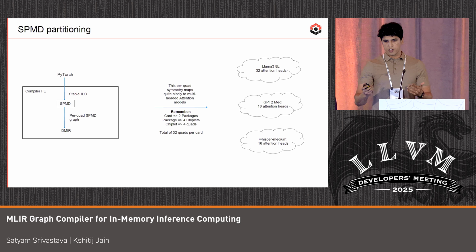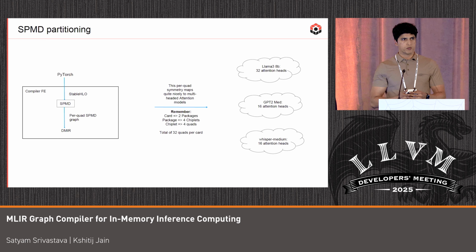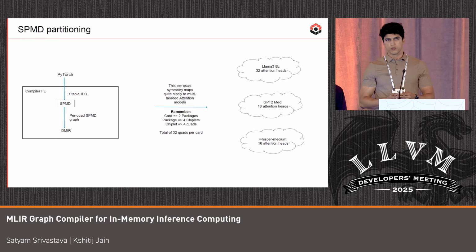So I mentioned one of the transformations that we do is SPMD partitioning. Let me dive deeper a little bit into that. We perform SPMD partitioning in StableHLO, as a result of which we get quad-level symmetric compute graphs. The rest of the compilation pipeline thereafter operates on these quad-level symmetric compute graphs.